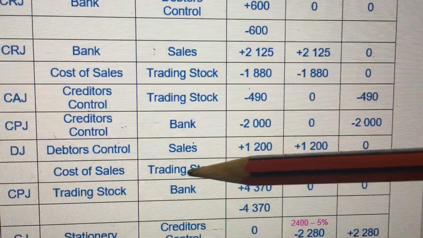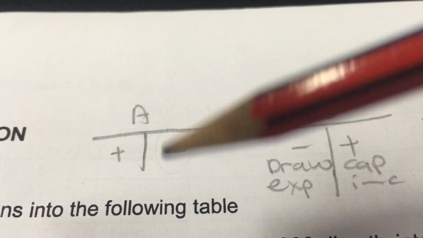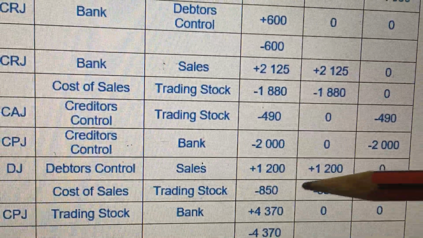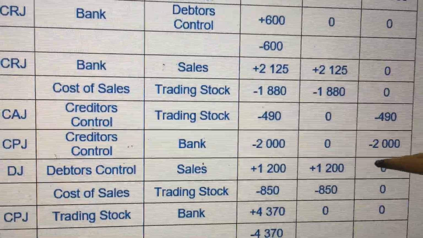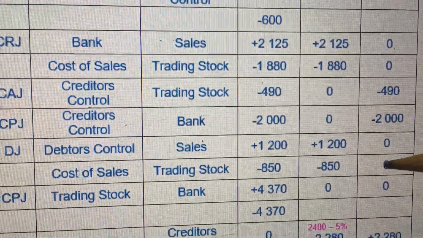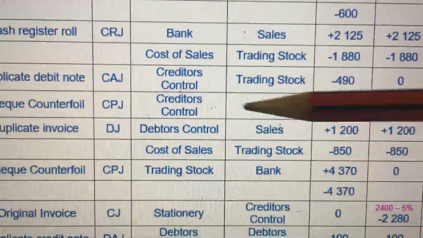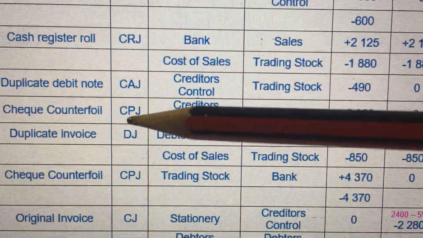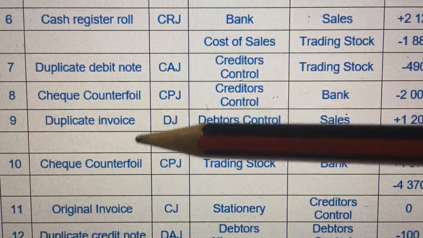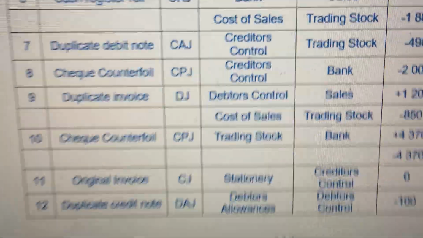The debtor has walked out with trading stock. Trading stock is an asset, and it's decreasing because he's walking out with the asset, which means we are going to credit trading stock, and it will be a minus. Now, in both cases, 0 plus 1,200 equals 1,200. 0 plus negative 850 equals negative 850. Here we made a credit sale, so that goes through your DEJ, and we're dealing with a duplicate invoice. We would have given the original invoice to the debtor. We would keep the duplicate.